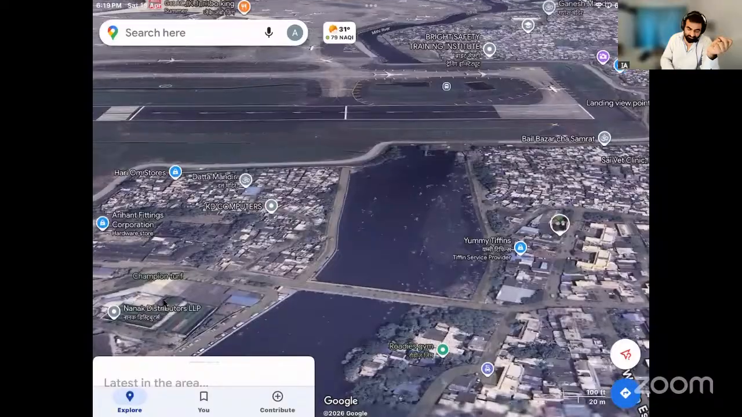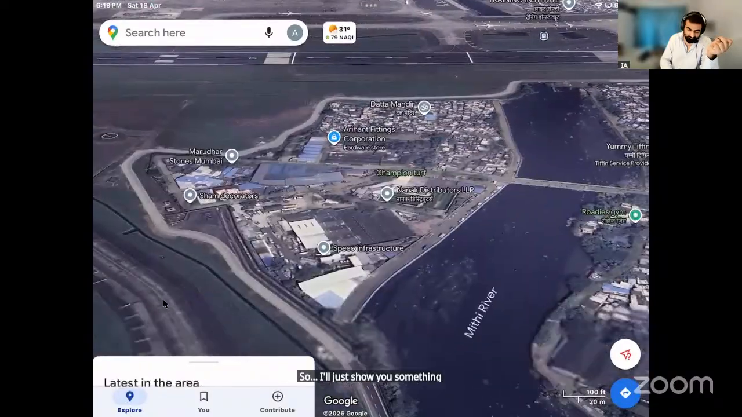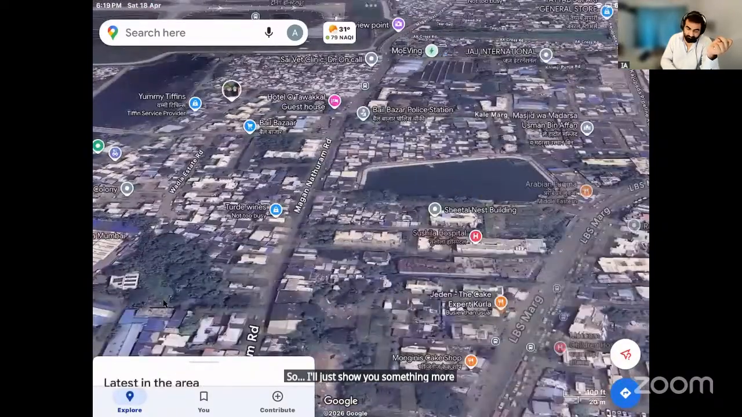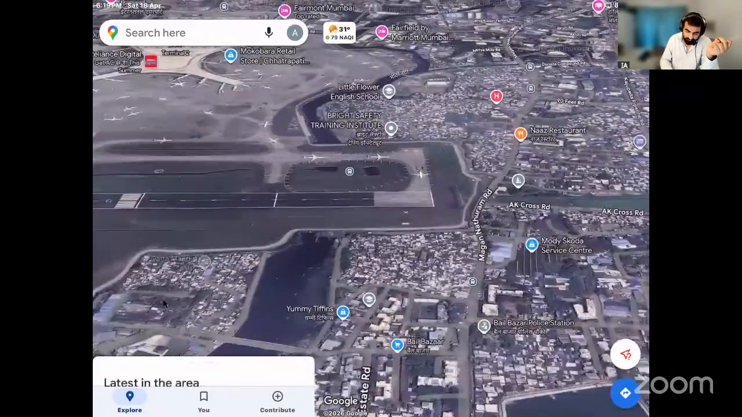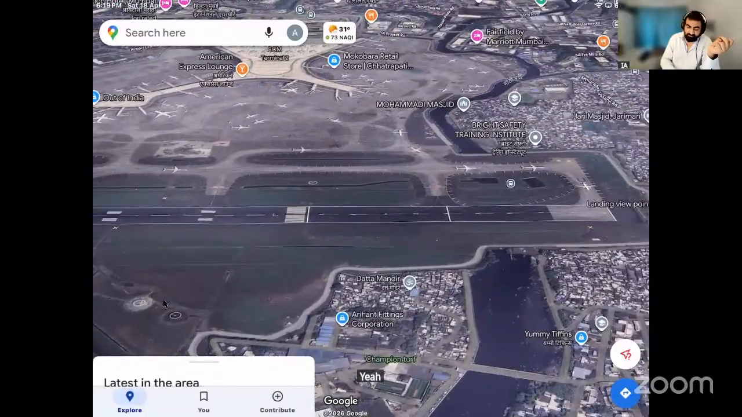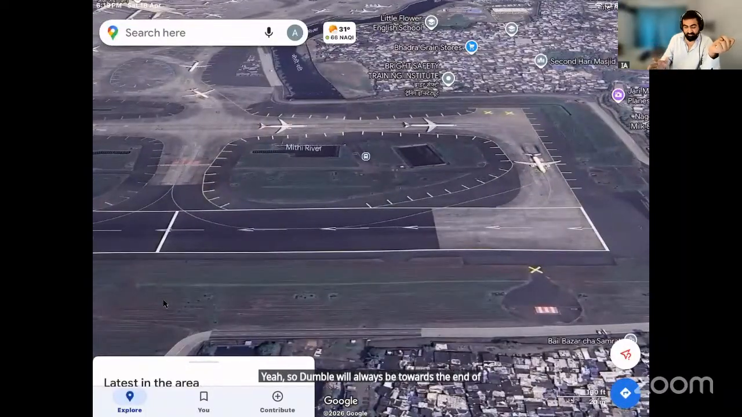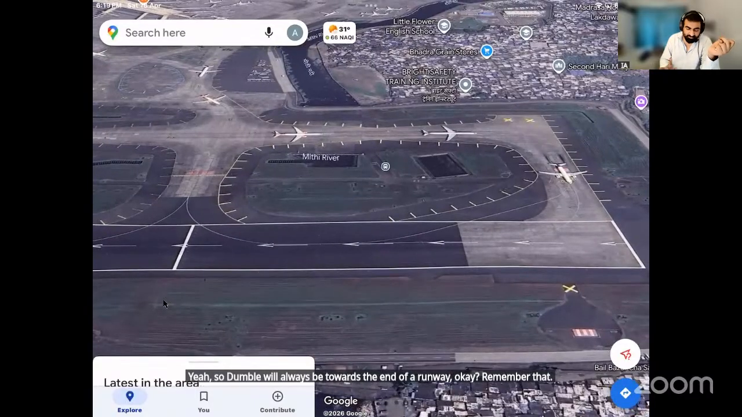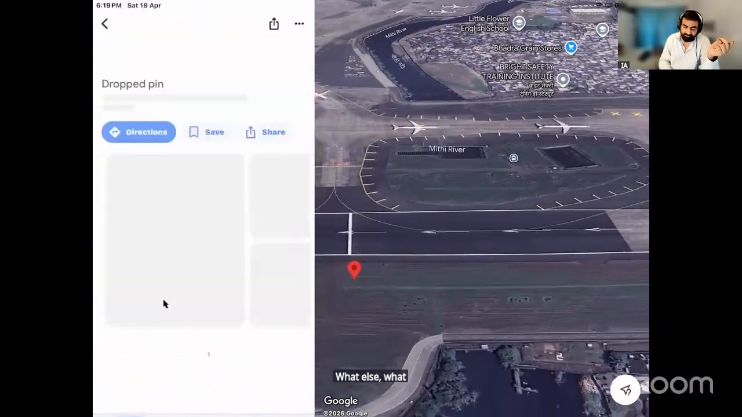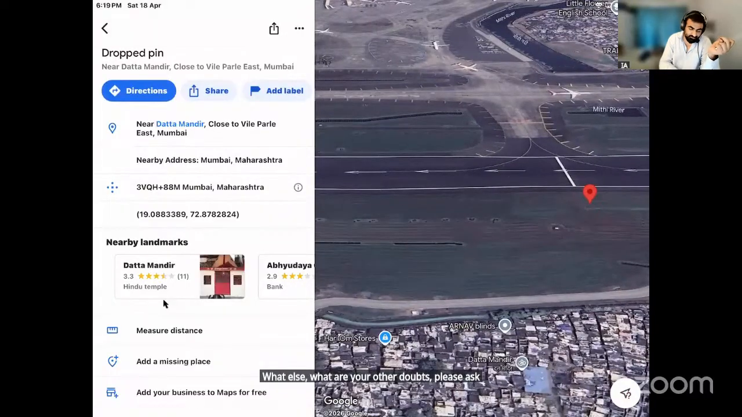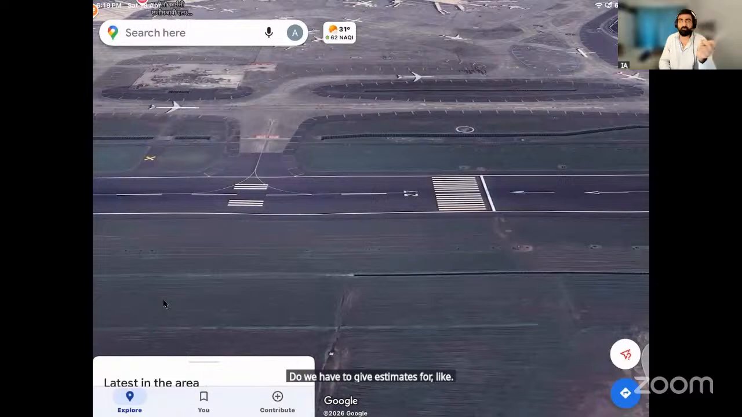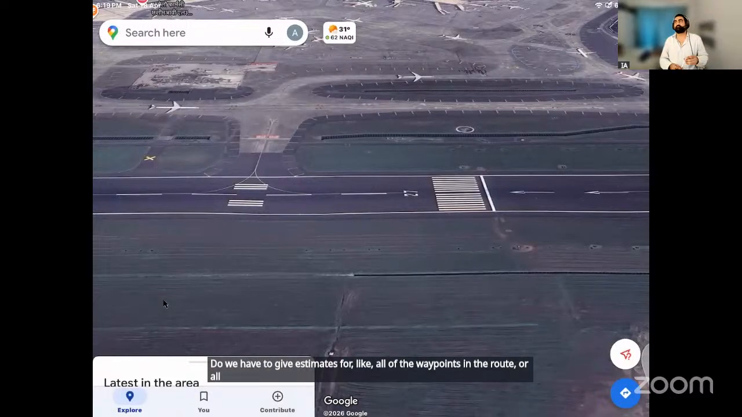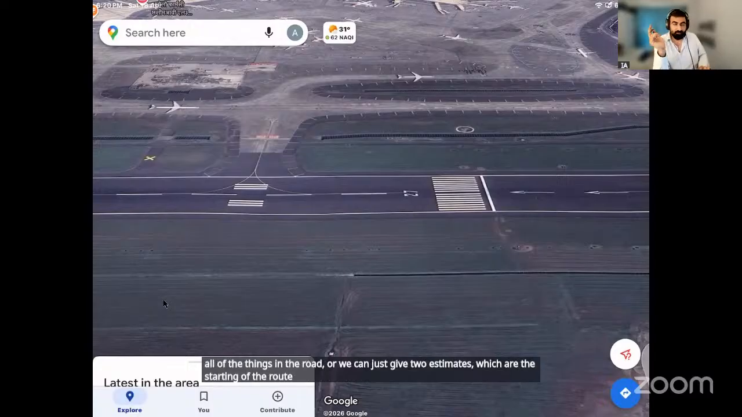So I'll just show you something more. Yeah, so a dumbbell will always be towards the end of a runway. Okay, remember that. What else? What are your other doubts? Please ask. In a departure report, do we have to give estimates for all of the waypoints in the route, or can we just give two estimates which are at the start of the route and then leave it?